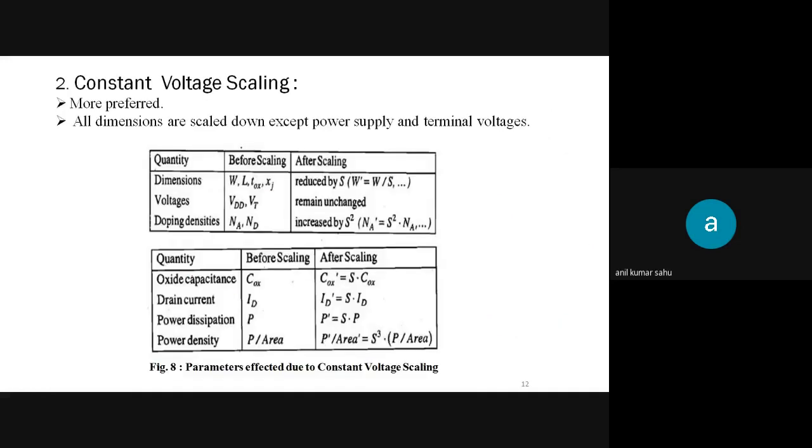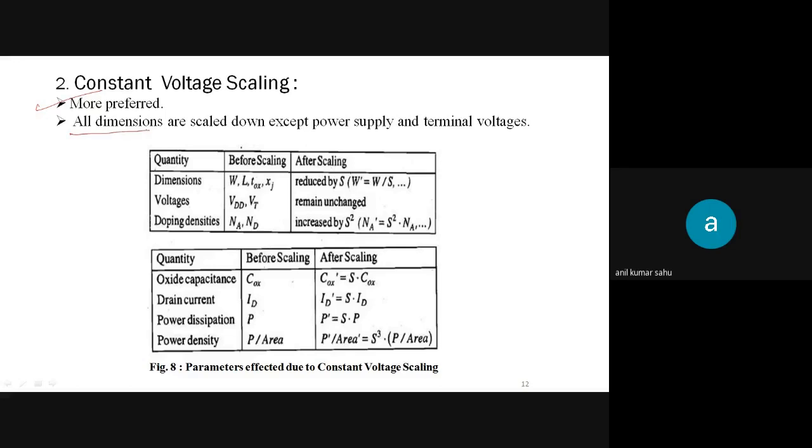Now, the second scaling is known as constant voltage scaling. The first one is constant field scaling, constant electric field scaling. The second one is constant voltage scaling. This constant voltage scaling is preferred more, right, compared to the constant field scaling.